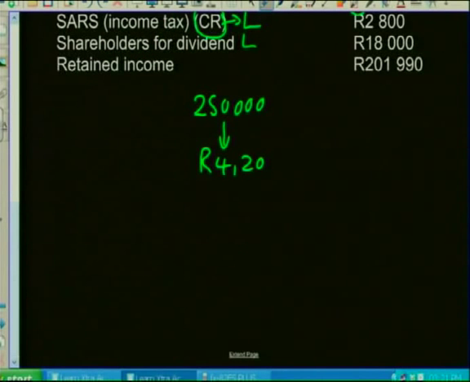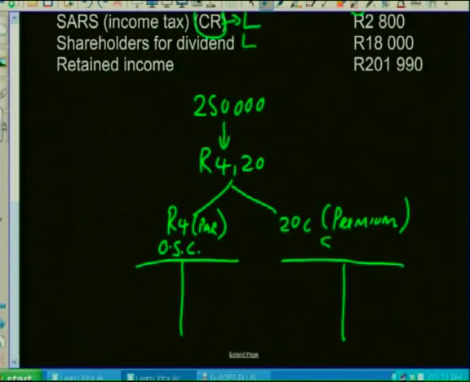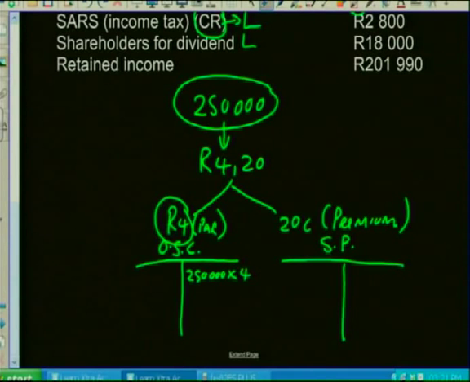Now, immediately we know that 4 Rand 20 needs to be split. 4 Rand is my par value, and that 4 Rand par value is going to affect my T account, ordinary share capital. The 20 cents is my premium, and that affects the general ledger account share premium. So if we had to look at our calculation, ordinary share capital, I have issued 250,000 shares at 4 Rand each. So my ordinary share capital, 250,000 times your 4 Rand.